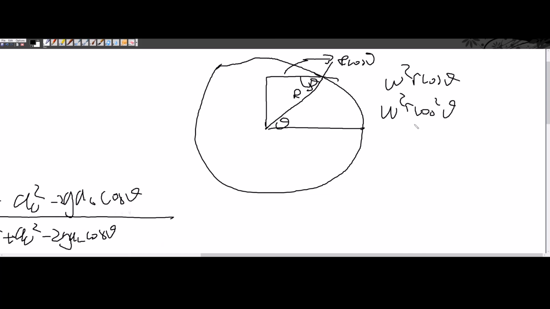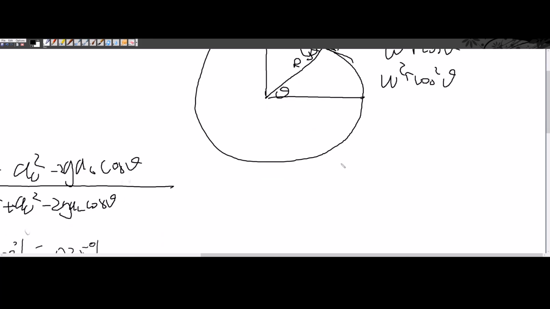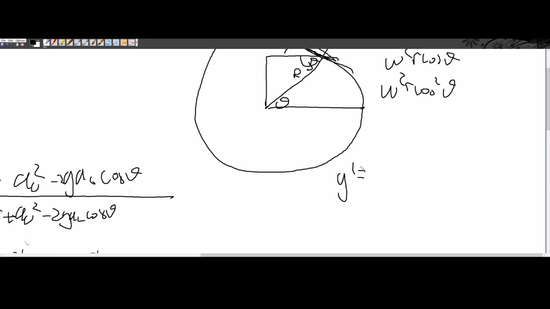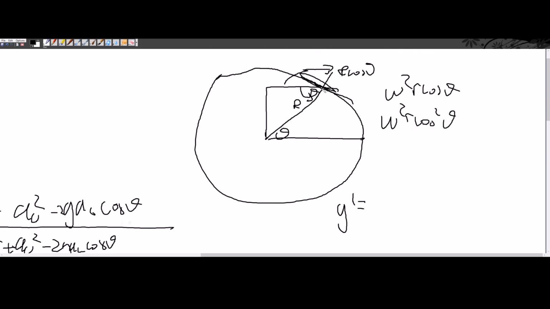Due to the opposite angle. So your acceleration perpendicular to the Earth's surface is going to be g prime is equal to your g at this direction, right? But g at this place is different because it's just g then minus omega squared r cosine squared theta.